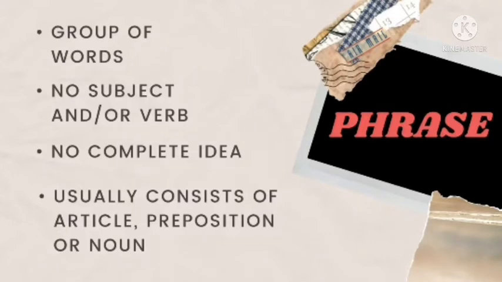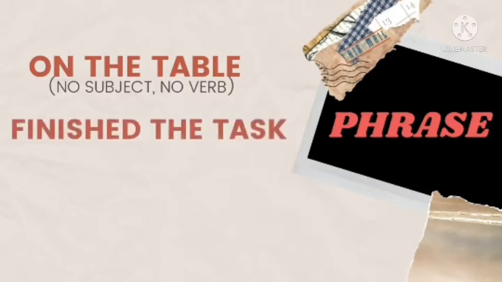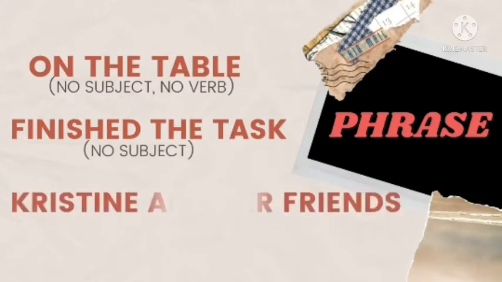Example, on the table. The group of words on the table has neither a subject nor a verb. This alone does not give a complete idea. Therefore, since it does not have a subject nor a verb, this is a phrase. Next, finished the task. This group of words contains a verb, which is finished, but does not have a subject. Hence, it is also an example of a phrase.